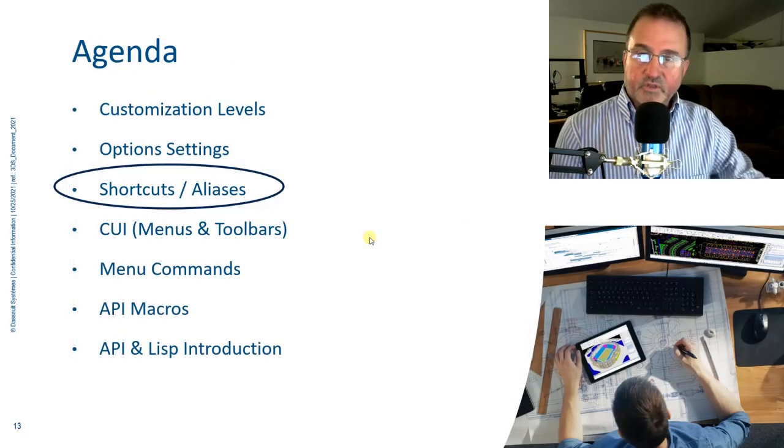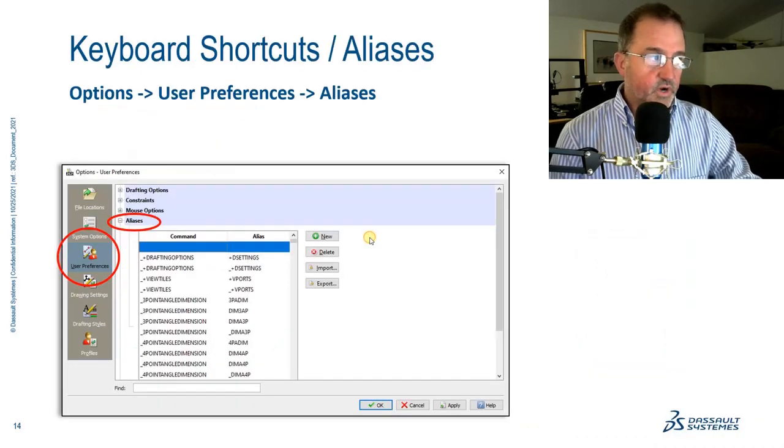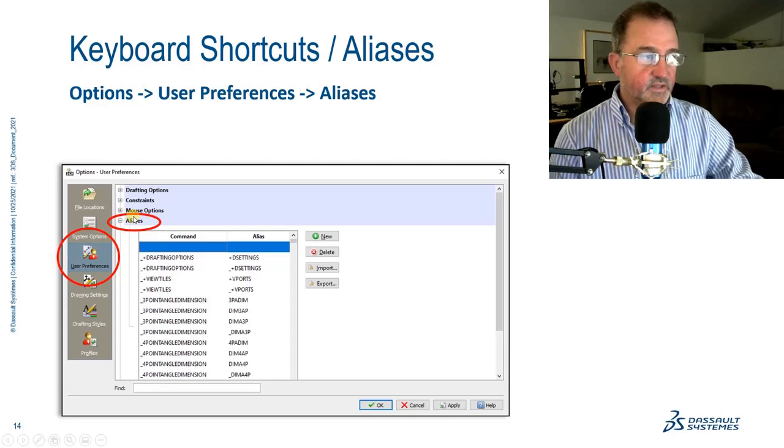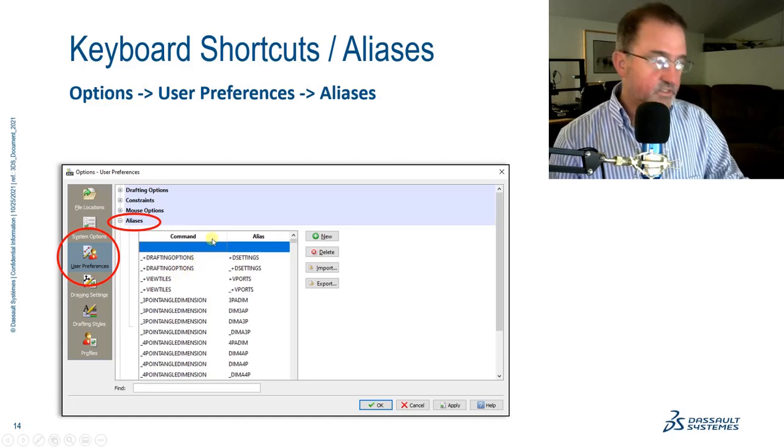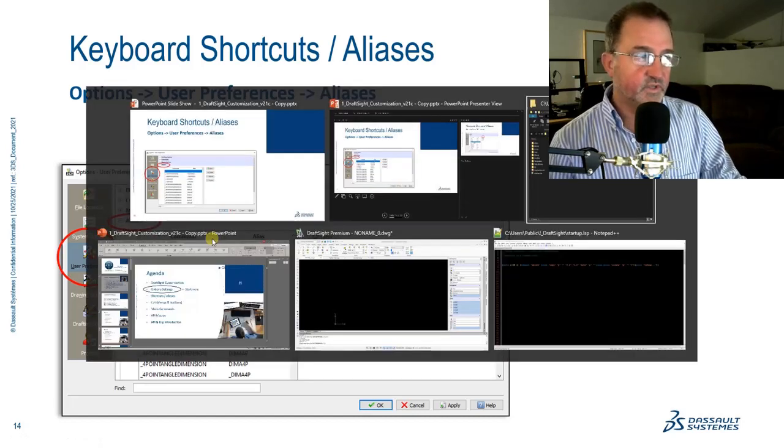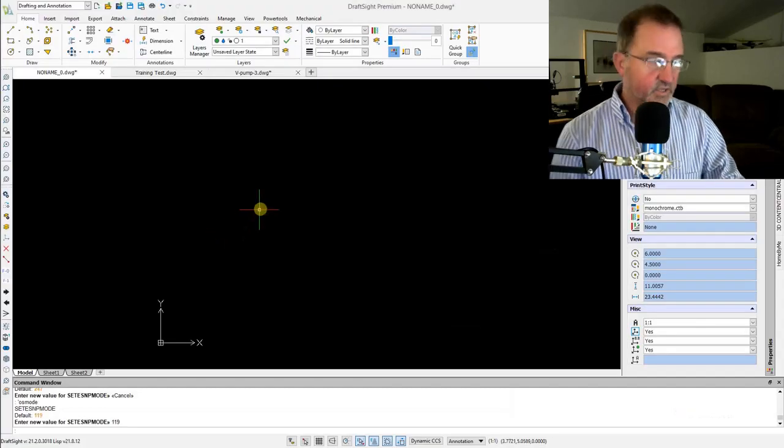So let's talk about those aliases. I showed you where they were. They were under user preferences and aliases, and you'll see that you have an interface where you can display all the commands that are available in DraftSight and all the aliases for those commands. And for this, I'm going to jump over to DraftSight so we can take a look at this.